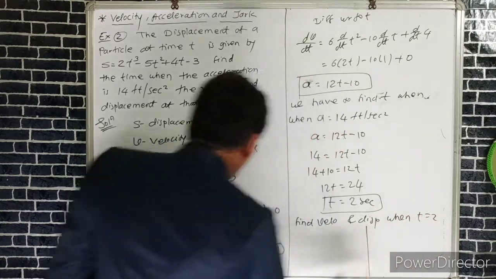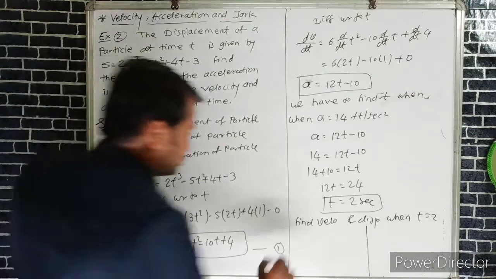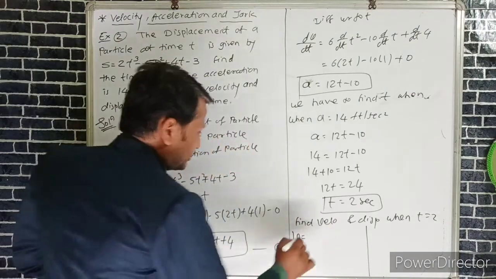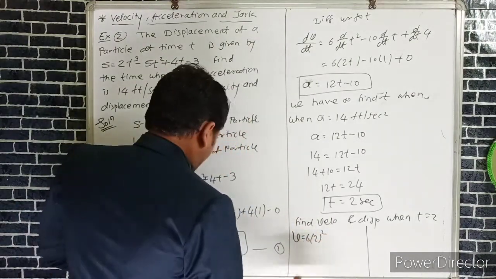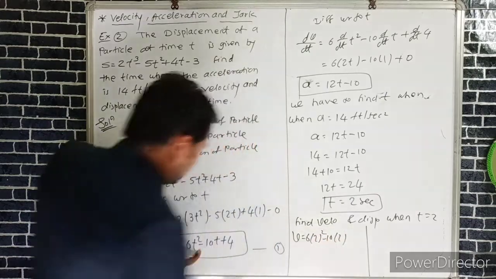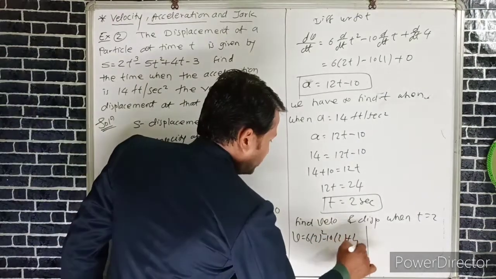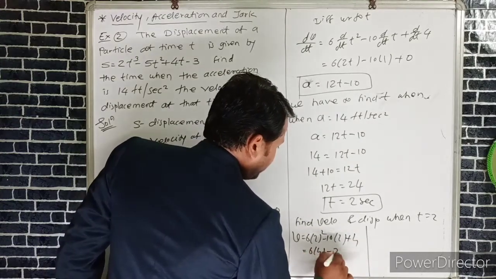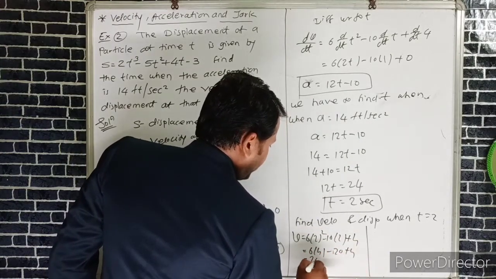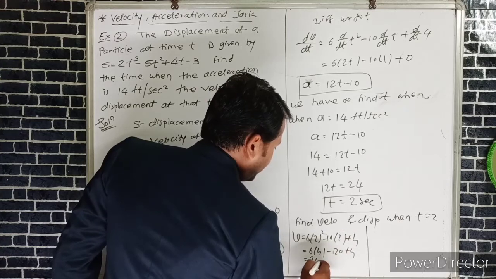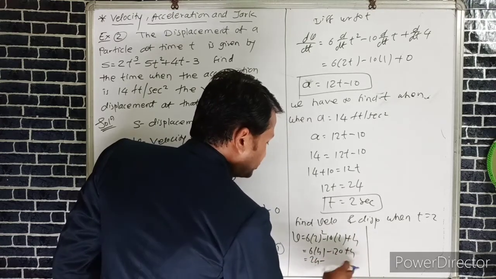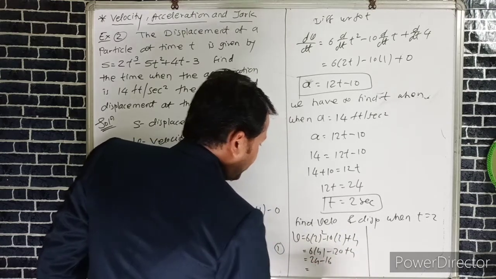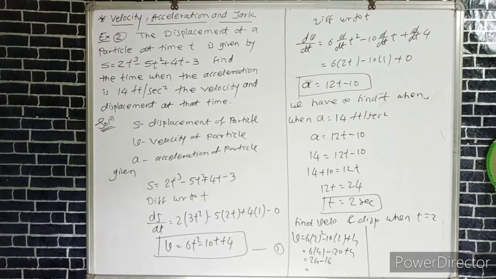We know that v = 6t² − 10t + 4, which means 6 into 2² minus 10 into 2 plus 4. 2² is 4, so 6 into 4 is 24, minus 10 into 2, which is 20, plus 4. 24 plus 4 is 28, minus 20 plus 4 gives minus 16. 24 minus 16 is 8.